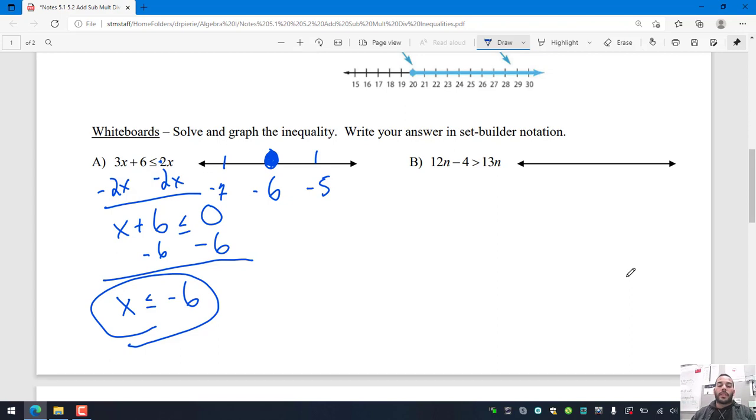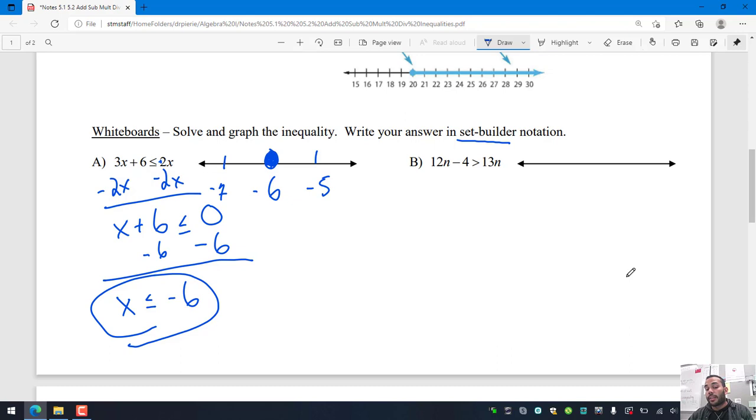Okay, then the next step is you got to figure out what is the shaded direction that we're going to go in. Are we going to shade to the left or are we going to shade to the right? Here's how you tell. You need to put your answer in set builder notation. So what does that mean? Here is the pattern for set builder notation. It's always going to follow this format.